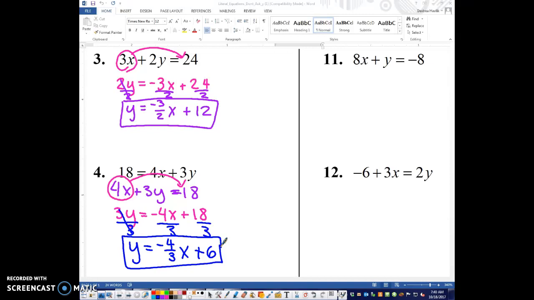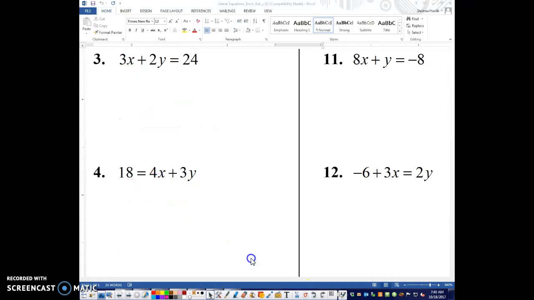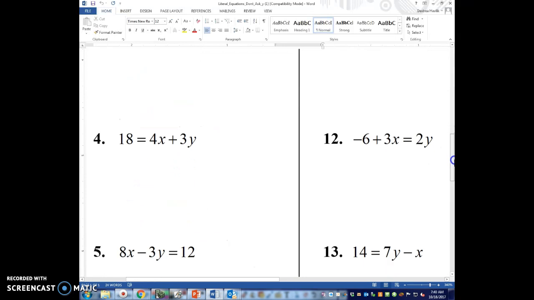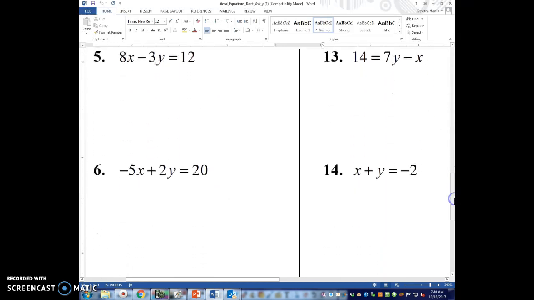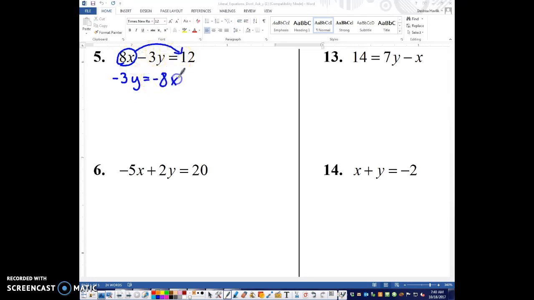Okay? All right, let's go to the next one. Okay, what's our first step here? Move the x. So we're going to move the 8x over here. We're left with what? What is it? Not 3. Negative 3y. Equals, and this 8x becomes negative 8x plus 12. Okay, so we move the x.